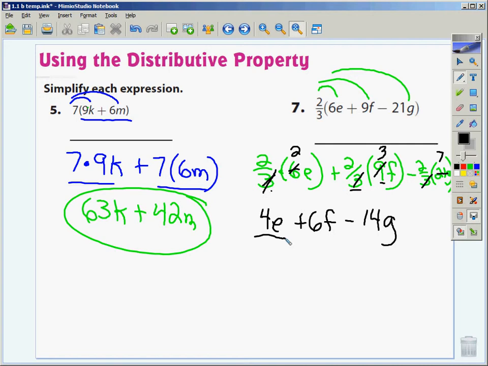The 4 came from here. 3 went into 6. How many times? Twice. I crossed out the 3, really made it a 1, right? I crossed out the 6 and made it a 2. 2 times 2 became 4. That's where the 4 came from. What was in the denominator? A 1. Do I really need it there if it's a 1 in the denominator? No, so I didn't write it.